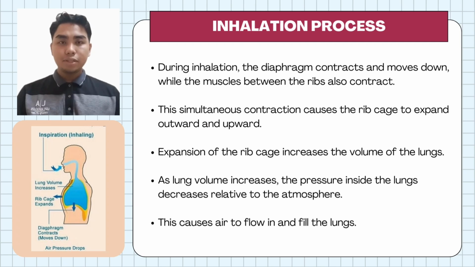Second is the inhalation process. During inhalation, the diaphragm contracts and moves down, while the muscles between the ribs also contract. This simultaneous contraction causes the rib cage to expand outward and upward. Expansion of the rib cage increases the volume of the lungs. As lung volume increases, the pressure inside the lungs decreases relative to the atmosphere. This causes the air to flow in and fill the lungs.